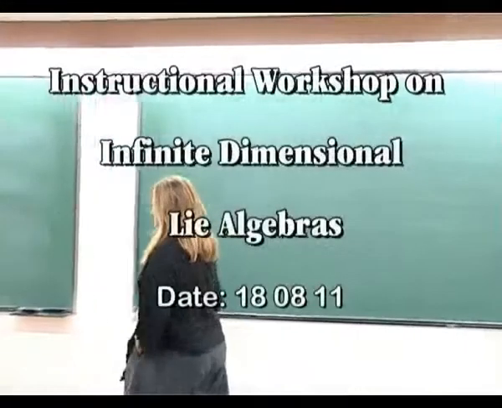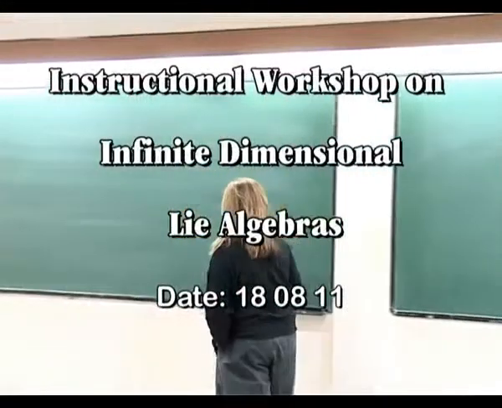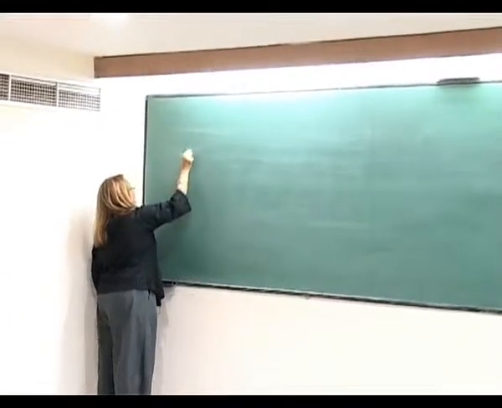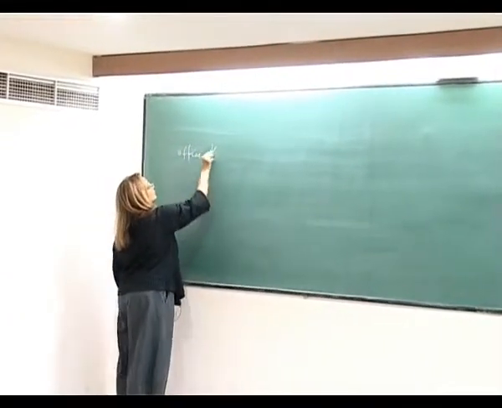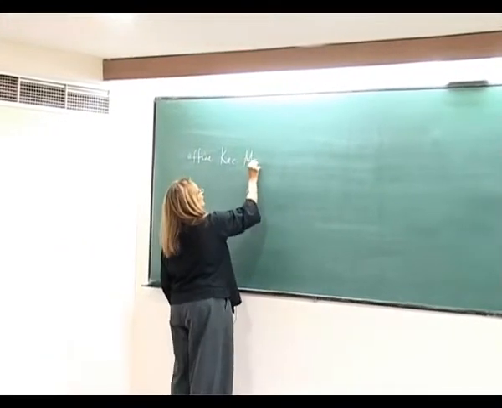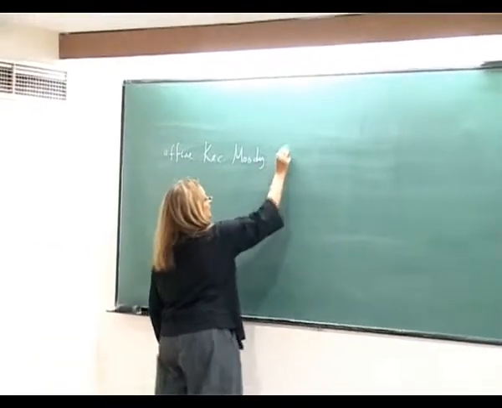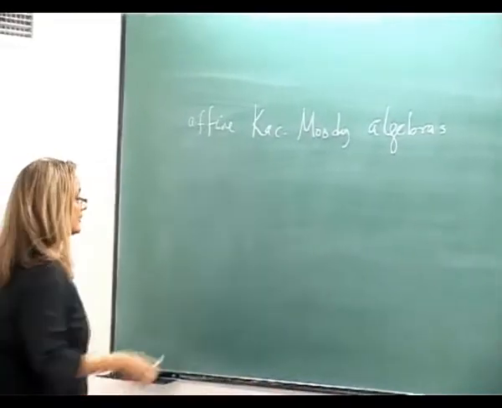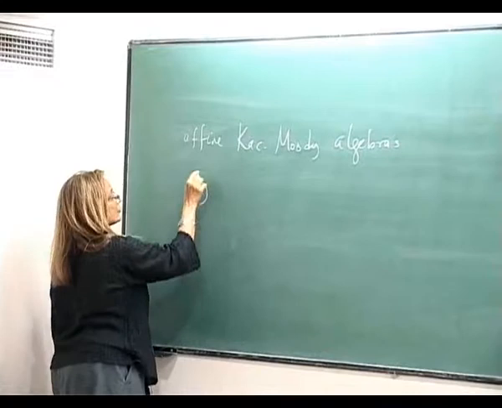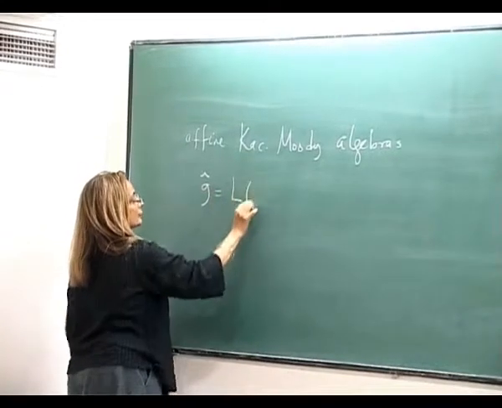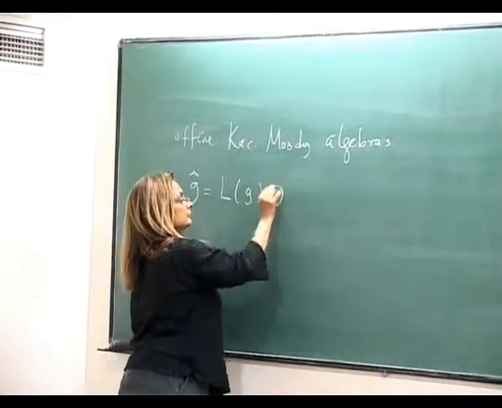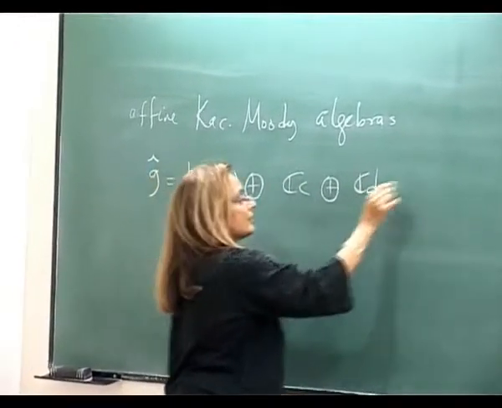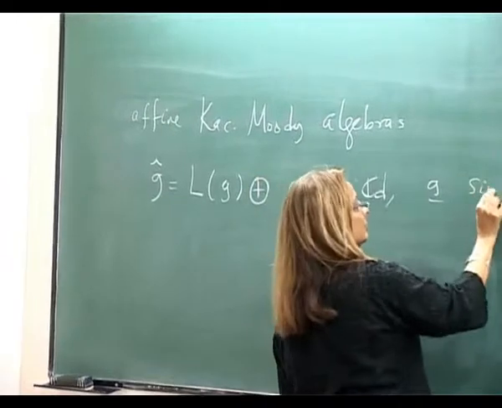Okay, so let me remind you where we stopped last time. We're talking about affine Kac-Moody algebras. So we're going to use the explicit presentation of that. So that was g hat is equal to LG direct sum a central term and direct sum a derivation. G was simple finite dimensional.